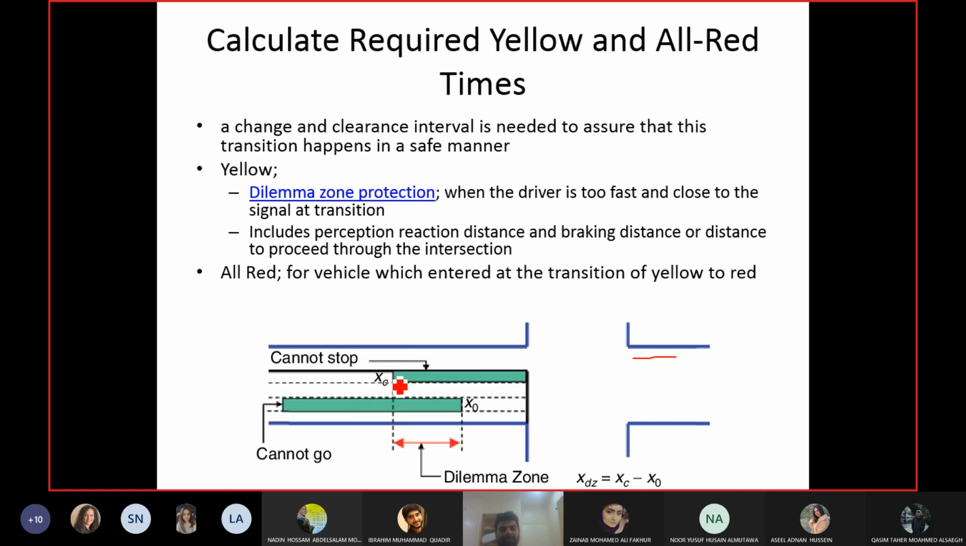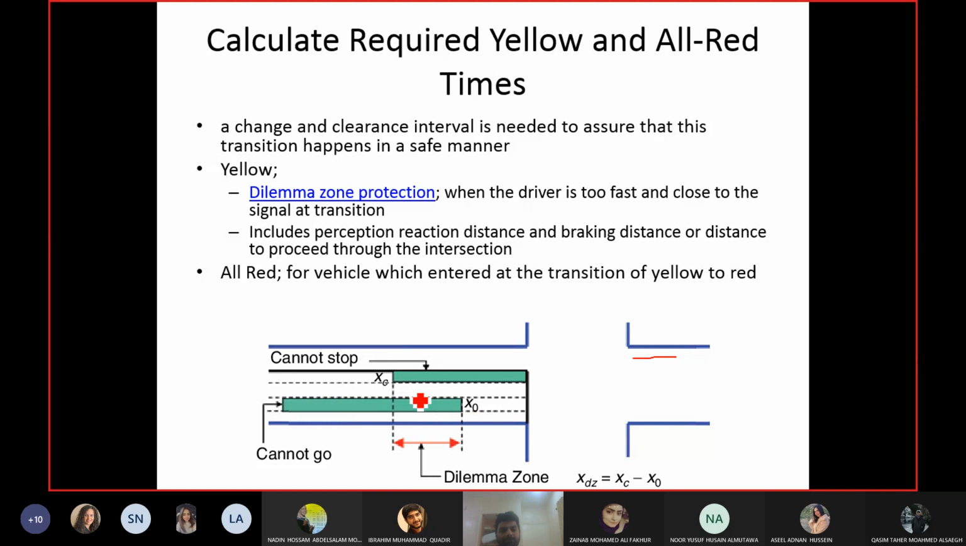So X naught is the distance up to which stopping is not possible before crossing the stop line. Okay, and then we have this one, sorry, this one is XC, I think. Yeah, this one is C and this one is X naught. So X naught is that zone. If you are in that zone, then basically you cannot stop, so you should try to go.